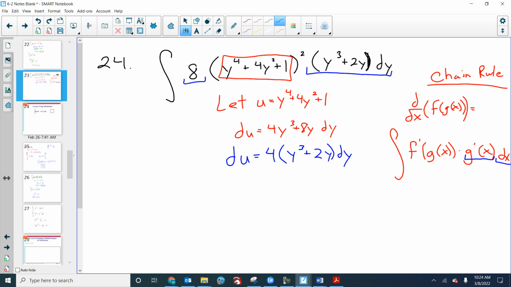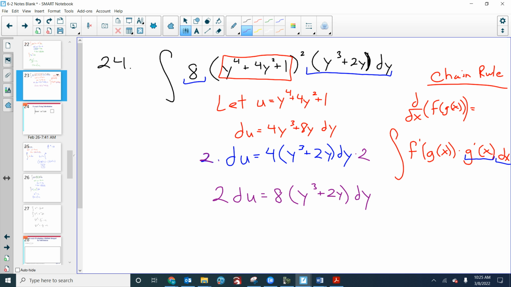But I don't want a 4 times y cubed plus 2y dy. I want an 8. How can I turn this 4 into an 8? Multiply both sides by 2, right? So, times 2. Times 2. And so 2 du is 8 times y cubed plus 2y dy.